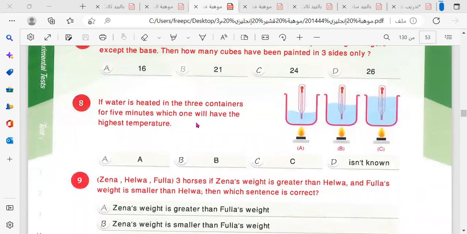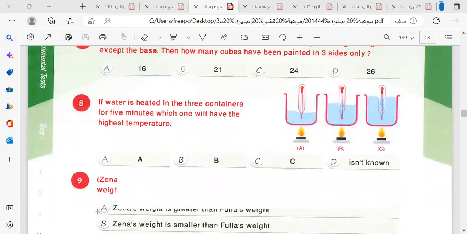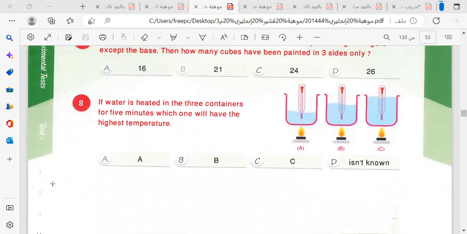Okay, number 8 with Ritaj. 8, please, Ritaj. If water is heated in 3 containers for 5 minutes, which one will have the highest temperature? What do you think, Ritaj? It is A, because it has less water. Right, because we have less water, right? Yeah, it's A.